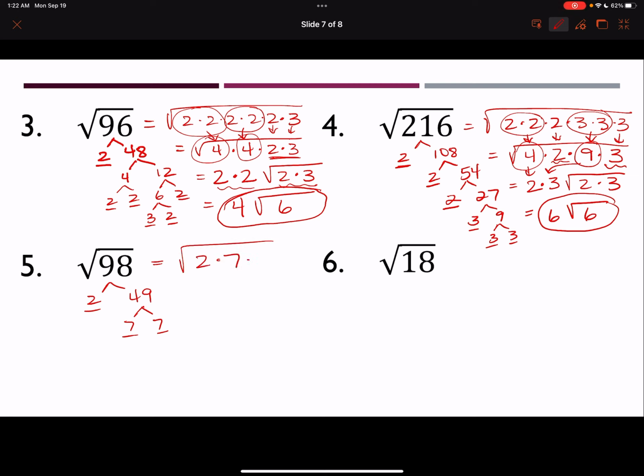So this is 2 times 7, right? Now 7 and 7 can pair up, so it's really 2 times 49. And now I can take the square root of 49. The square root of 49 is 7. And then I can't take the square root of 2, that stays underneath. And remember, notice that I put the 7 out in front of the square root. So 7 root 2.